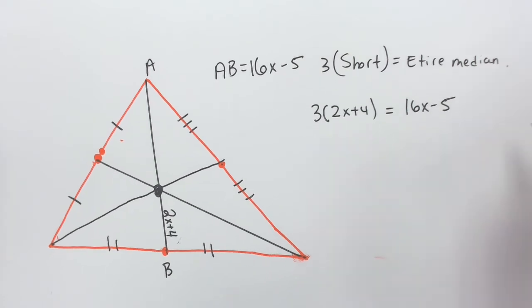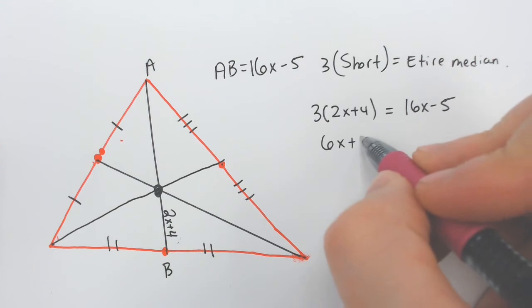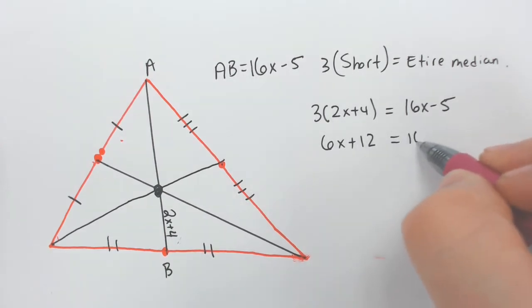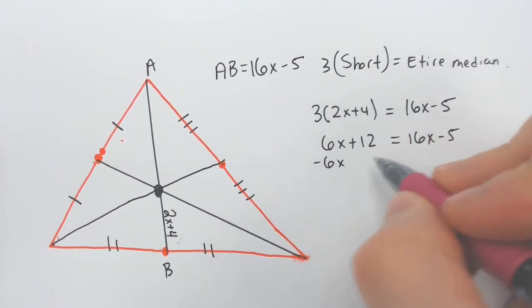And then I have to solve that equation by distributing. We get 6x plus 12 is equal to 16x minus 5. I am betting this is going to be a decimal. Do not judge me. Subtract 6x.